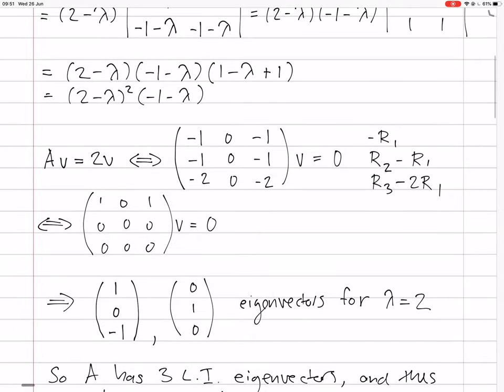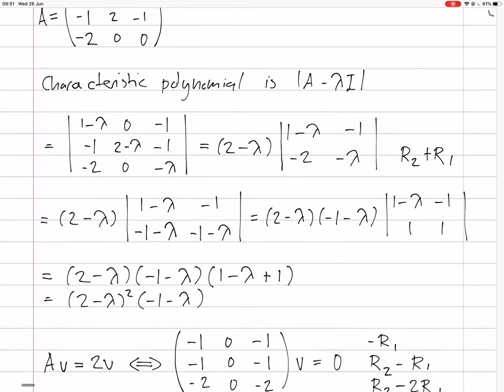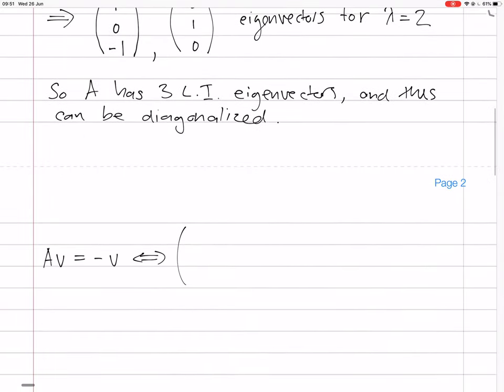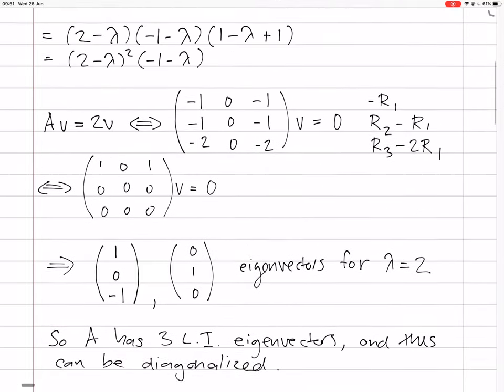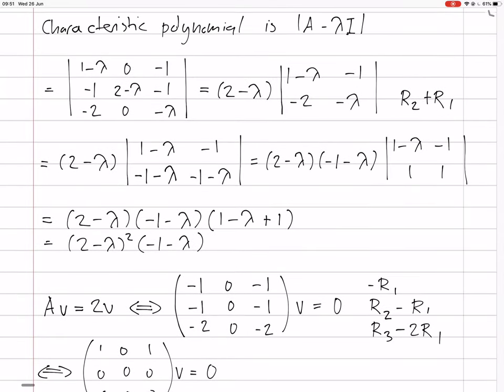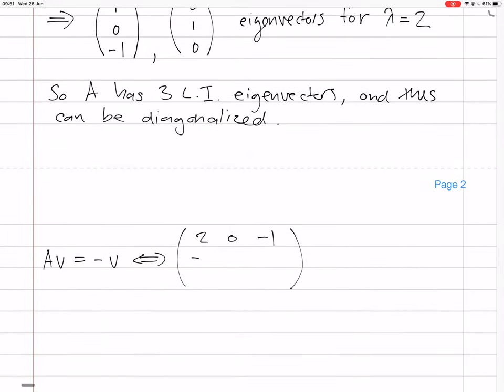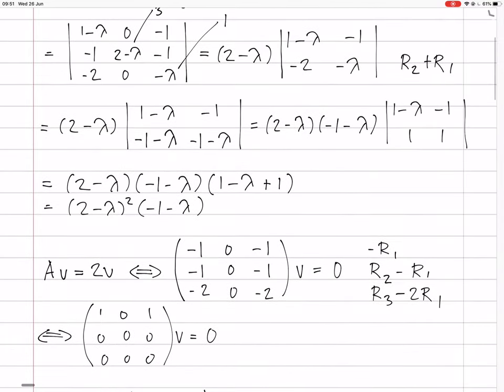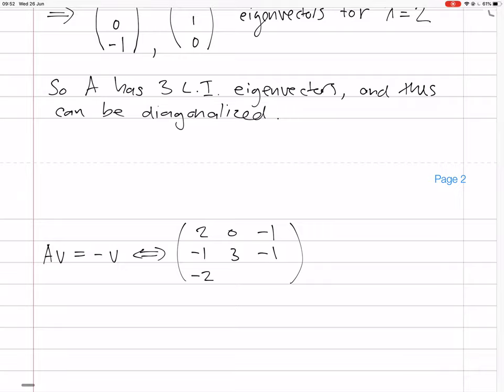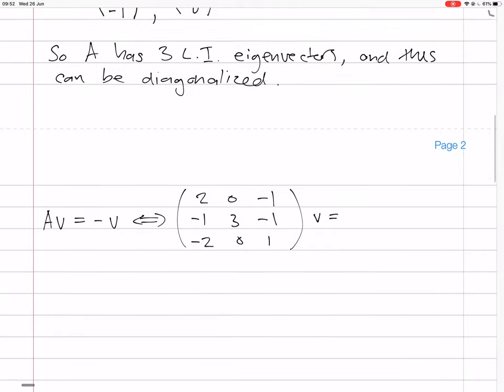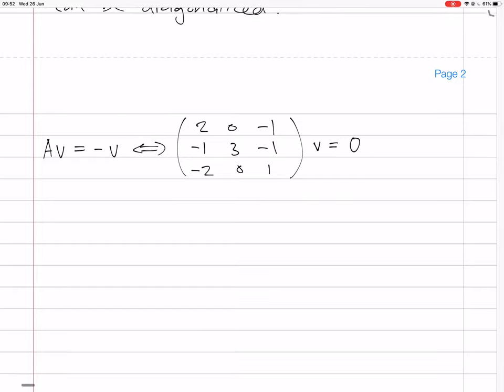Now we do this minus thing again. So lambda is now going to be minus 1. So we have 1 plus 1 is 2. So on top we have 2, 0, minus 1. Then minus 1, so this becomes 2 plus 1 is 3, and this becomes minus minus 1, which is 1. So the next row is minus 1, 3, minus 1, and the last row is minus 2, 0, 1, and this should give us one eigenvector.